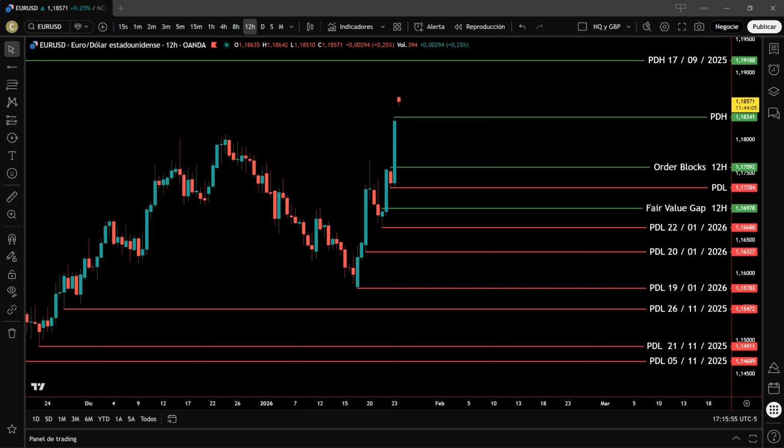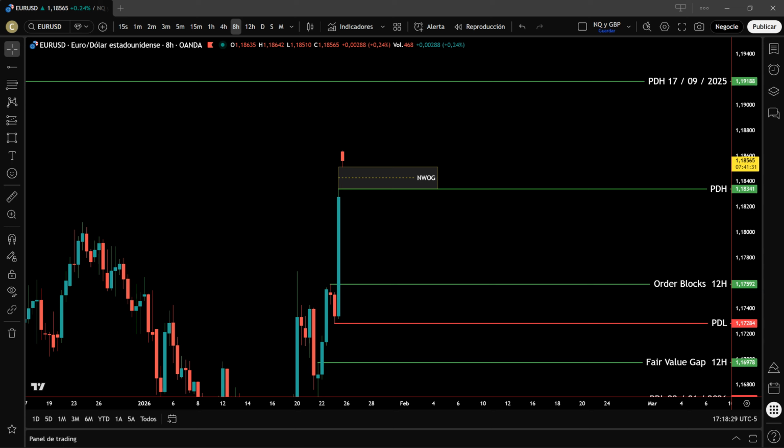The market tends to act as a magnet toward these gaps, often returning to fill them to balance the price before continuing its primary trend. Notice how these levels align right above our previous daily lows, creating a massive confluence zone to seek equilibrium.